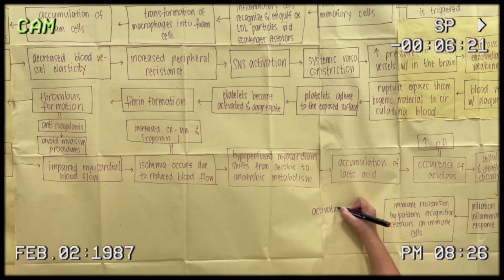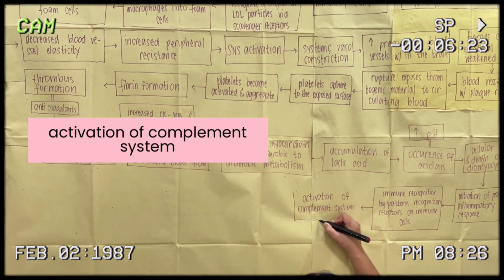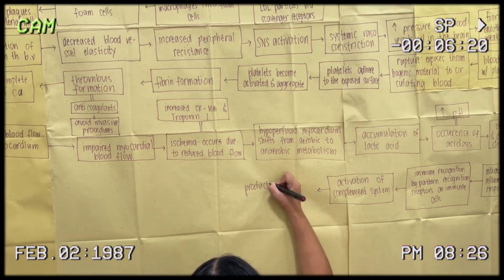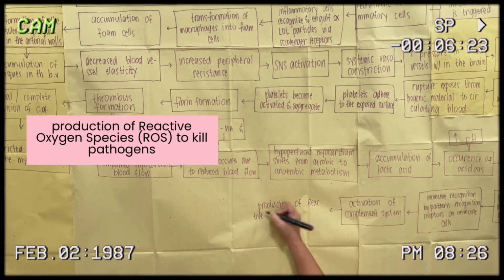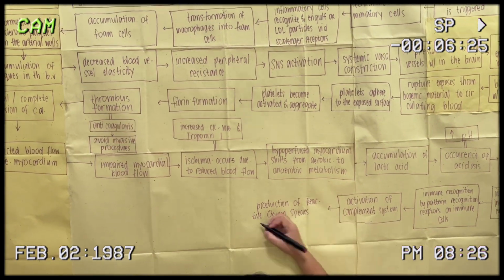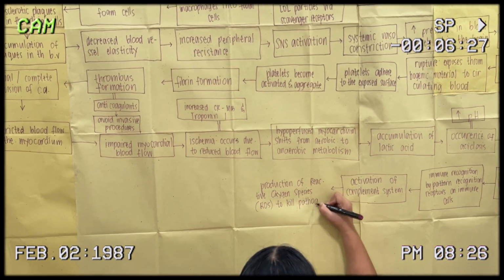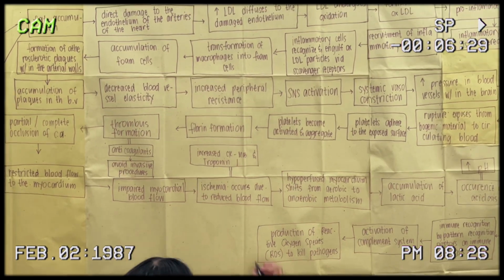The immune response activates the complement system, a series of proteins that makes antibodies and immune cells more effective at destroying pathogens and damaged cells. Activation of the immune response also leads to the production of the reactive oxygen species, or the ROS, which are highly reactive molecules capable of destroying invading pathogens and of promoting cell signaling.